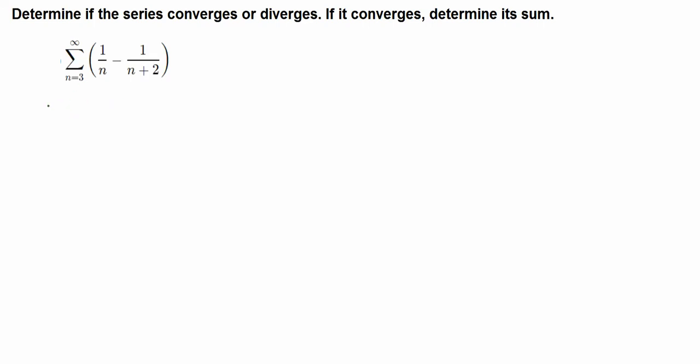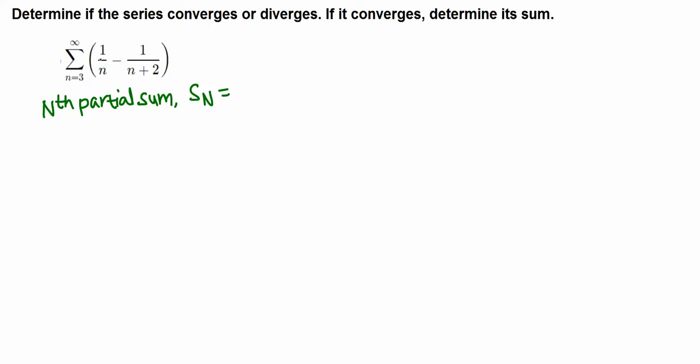Okay, so the nth partial sum, that is the sum of the first n terms. So the first term would be, plug in n equals 3, because this sum starts from n equals 3. We get 1 over 3 minus 1 over 5.